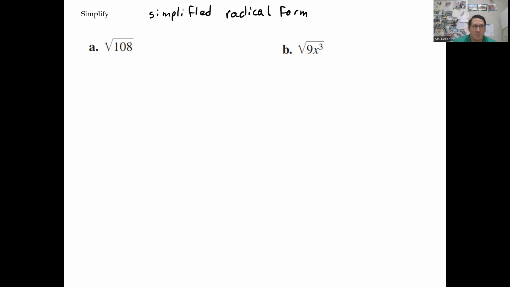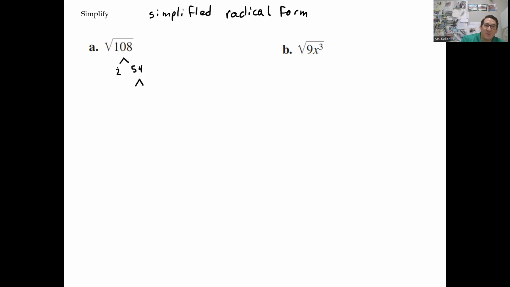So what this means is we're going to separate it out. We're going to take out perfect squares is basically what's going on. I'm going to do the buddy system. So what I'm going to do with 108 is I'm going to factor this. What are two numbers that multiply to get 108? That's going to be 2 and 54.